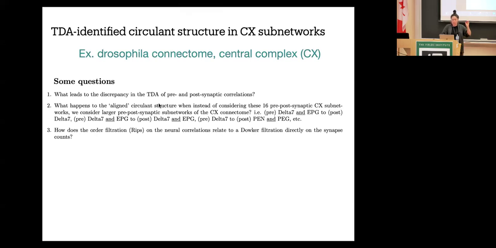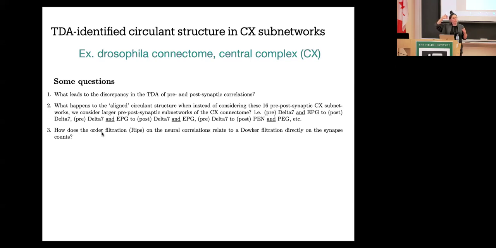And I just want to put up there these bigger questions that I now have. Question 1: what is leading to this discrepancy in the TDA between the pre and postsynaptic correlations? Skipping down to question number 3: how does this Rips filtration, this order filtration I'm doing, relate to a Dowker filtration directly on the synapses? And middle question number 2, which I didn't show you anything about, is supremely weird. But maybe it's not weird, it's just interesting.